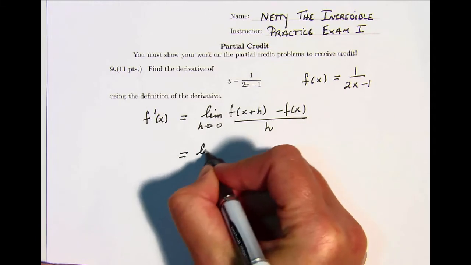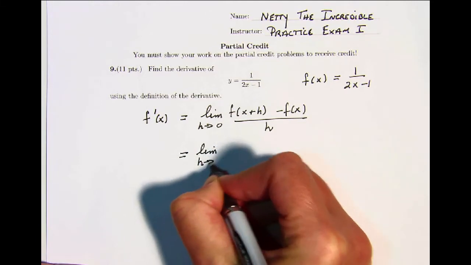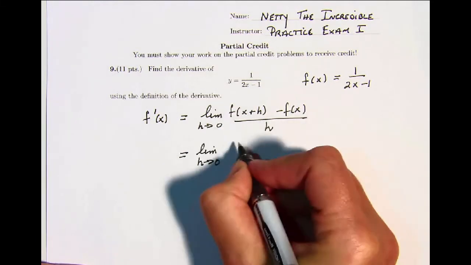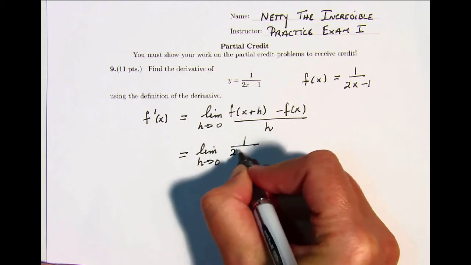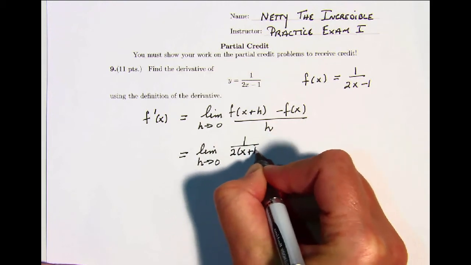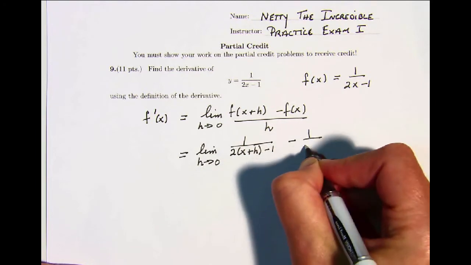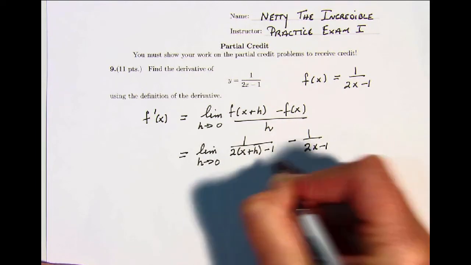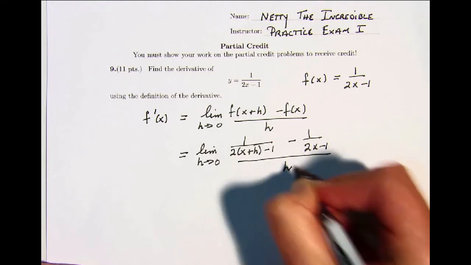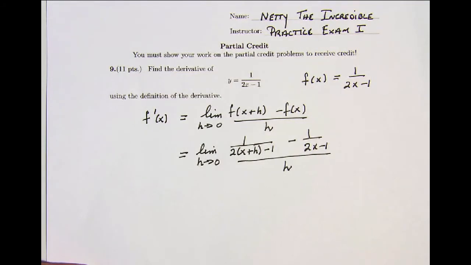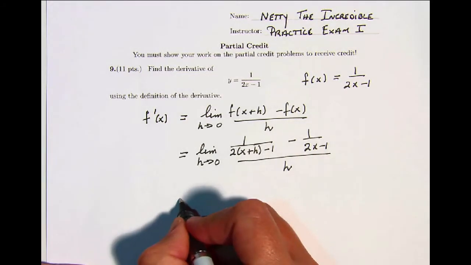So this is the limit as h goes to 0. f of x plus h is what I get by replacing the x by x plus h in the definition of f. I must subtract off f of x and divide by h. Now I have to subtract these two fractions.